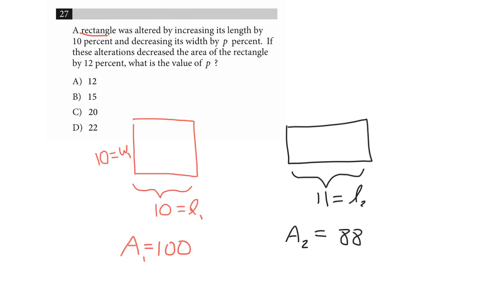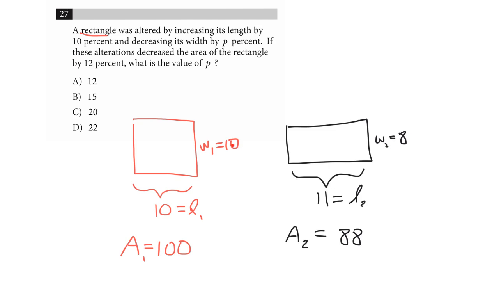Right away, I can see that 11 times this width should give me 88. So the new width, also known as W sub 2, is 8. There's no question about it. That's very nice to know, because according to the problem, we decreased the width by p%, and we want to find out what p is. Maybe to avoid confusion, I'll write the width on the other side. So it went from 10 to 8.